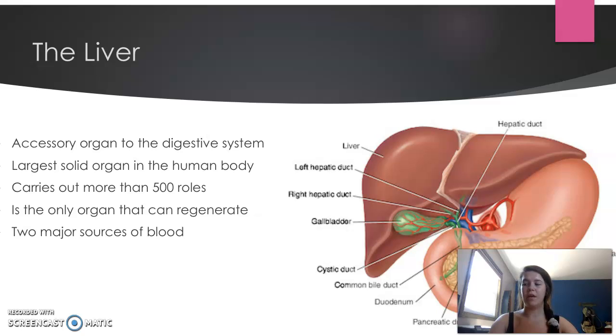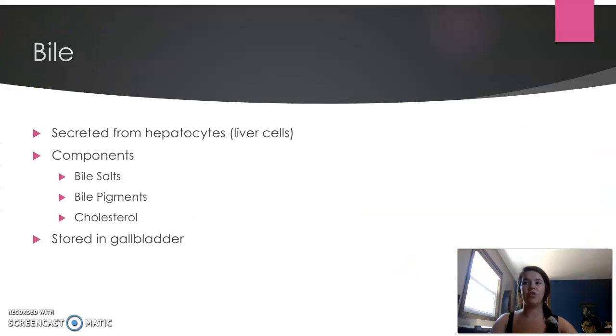The liver also has two major sources of blood, which is unlike most organs. The portal vein brings in nutrient-rich blood from the digestive system, and the hepatic artery carries oxygenated blood from the heart. The liver's role in digestion is secreting bile. Bile is secreted from hepatocytes, otherwise known as liver cells.